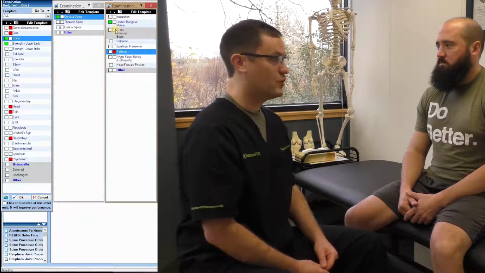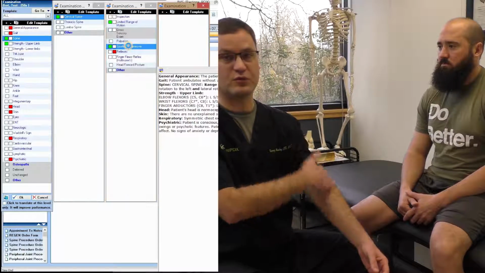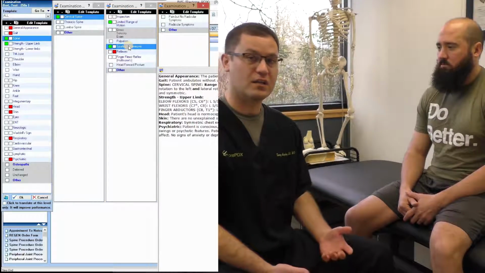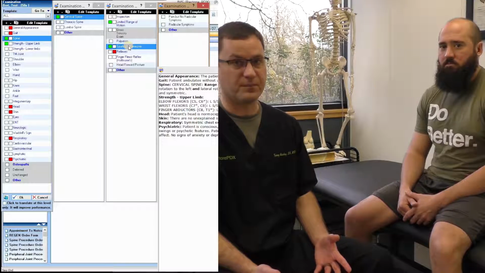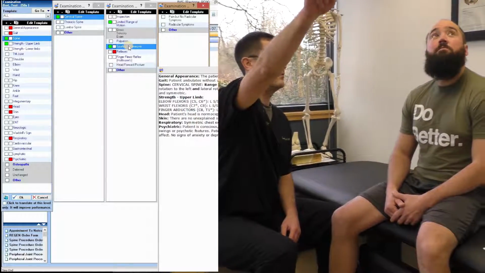One of the tests that we'll do is called Sperling's test. This test is particularly indicated for people who have neck pain that goes down their arm. So what we're trying to do is reproduce that symptom. So I'm going to ask Rob, can you look up into that corner of the room? Great.